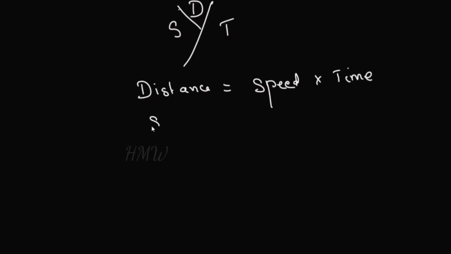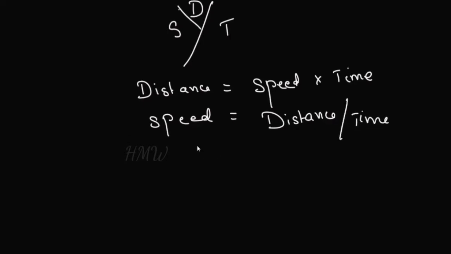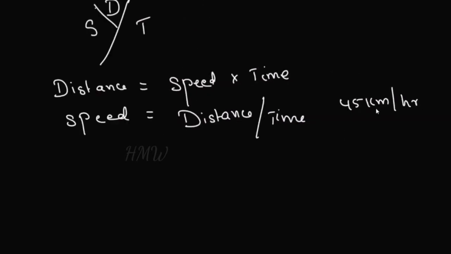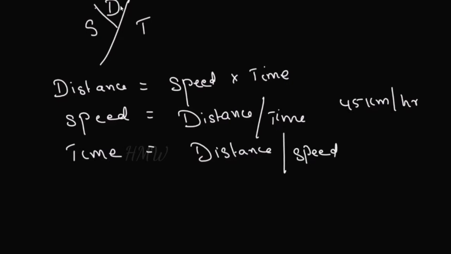Now speed is distance by time. Usually speed will be given as 45 kilometers per hour, so that means kilometer, distance by time. Now if they ask time, time is distance by speed. So when they ask you distance, it is speed into time, and speed is distance by time, and time is distance by speed. So remember these.